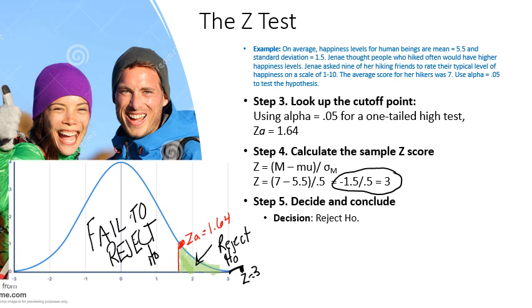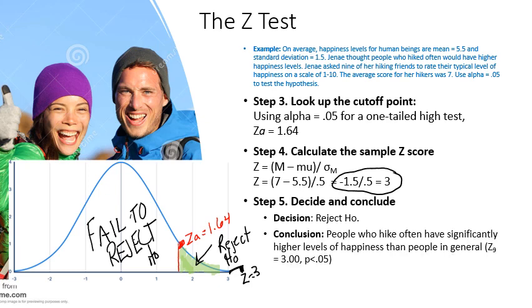The null hypothesis stated that there was no difference. When we reject it, all we're left with is the research hypothesis. And so we conclude that people who hike often have significantly higher levels of happiness than people in general. We write the concluding statement by writing z, and then we write the number right here. We type in the z-score and tell the probability level, the p-value. The probability of getting this kind of a score by chance is less than 5%. So that is the z-test.